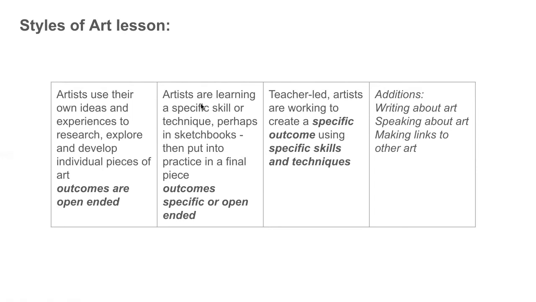Another style of art lesson might be that artists are learning a specific skill or technique, perhaps in their sketchbooks, and then that's put into a final piece. So the outcomes are specific. They might be more open-ended, but what this kind of style of art lesson does is it gives you that really clear mode of assessing, because you might be looking at how that student has mixed colours, how that student has used tone, how that student has created a 3D form.